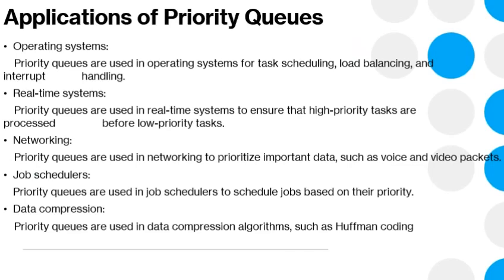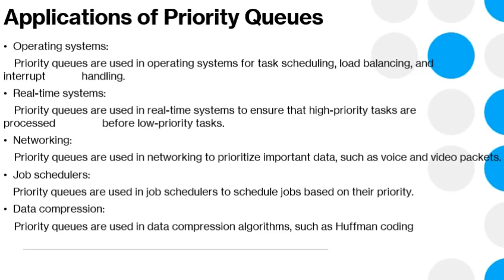Coming on to applications of priority queues, where all we can use these priority queues: operating systems. Priority queues are used in operating systems for scheduling tasks, balancing the loads, as well as for handling interrupts. We can use this in real-time systems to ensure that high priority tasks are processed before low priority ones. And we can also use this in networking to prioritize important data, such as the most required data as well as the least required data, as well as voice and video packets.